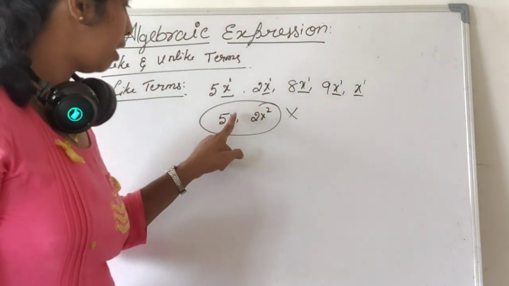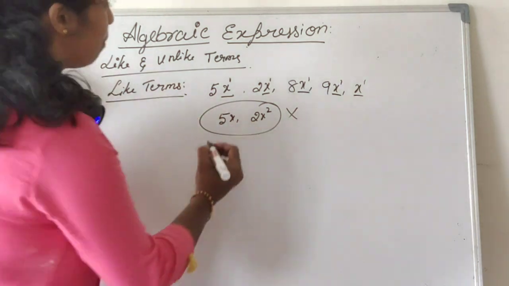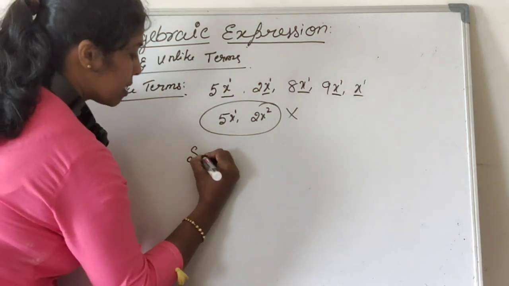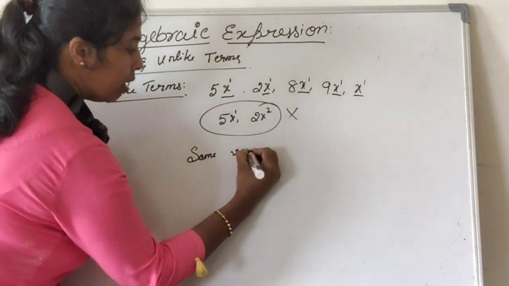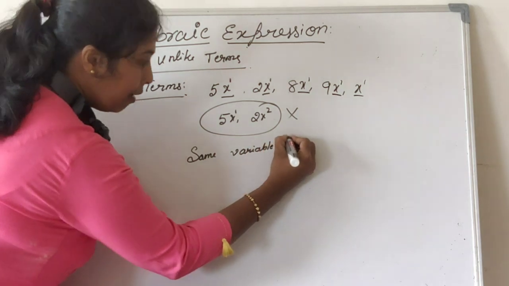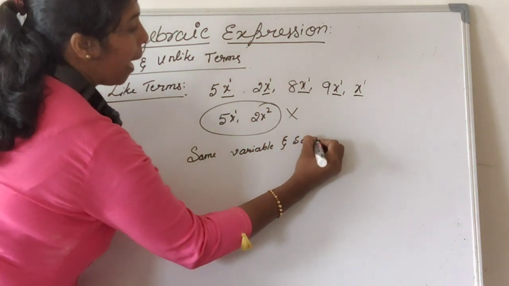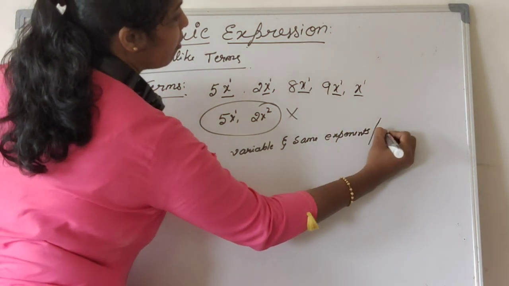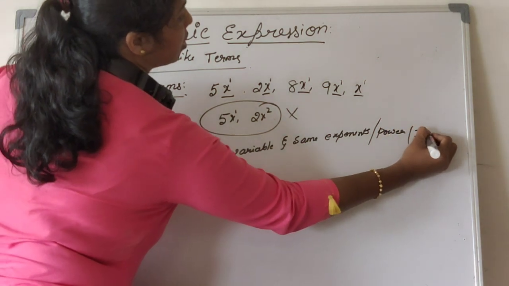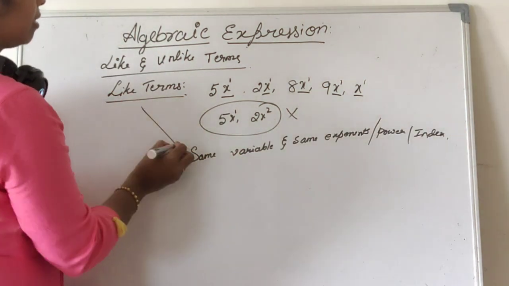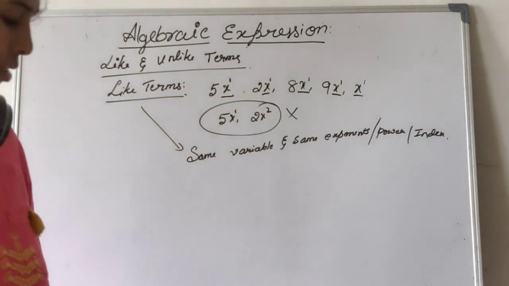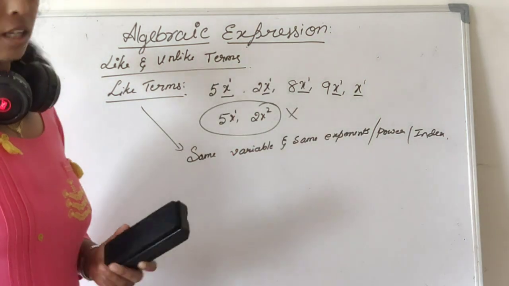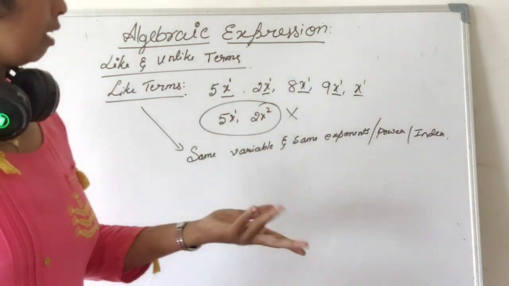Why? Here x is there, here also x is there. Yeah, variables are same. But the power, you see, here 1, here 2. Not possible. So what does the condition say? Same variable and same exponents, or power, or index. Exponents, power, index, all names are same. That is a like term. Understood? Terms having the same variable and the same exponents are called like terms. If it comes with a different power, that is not a like term.